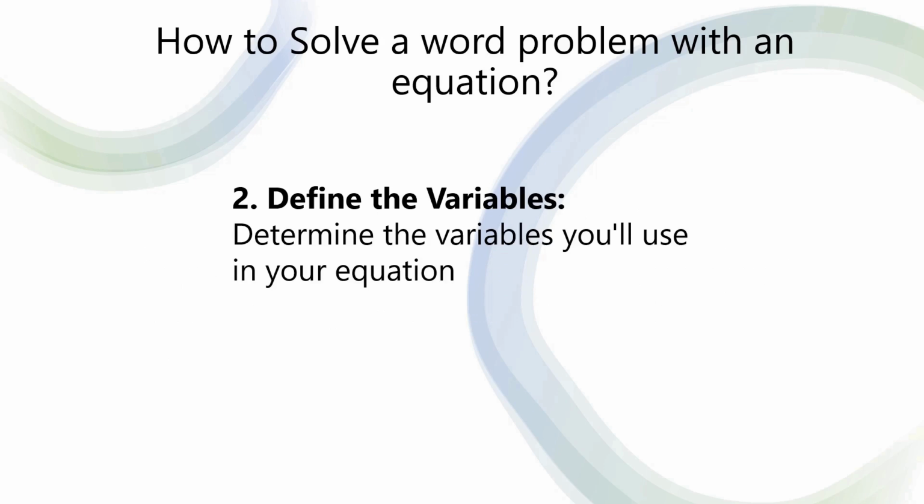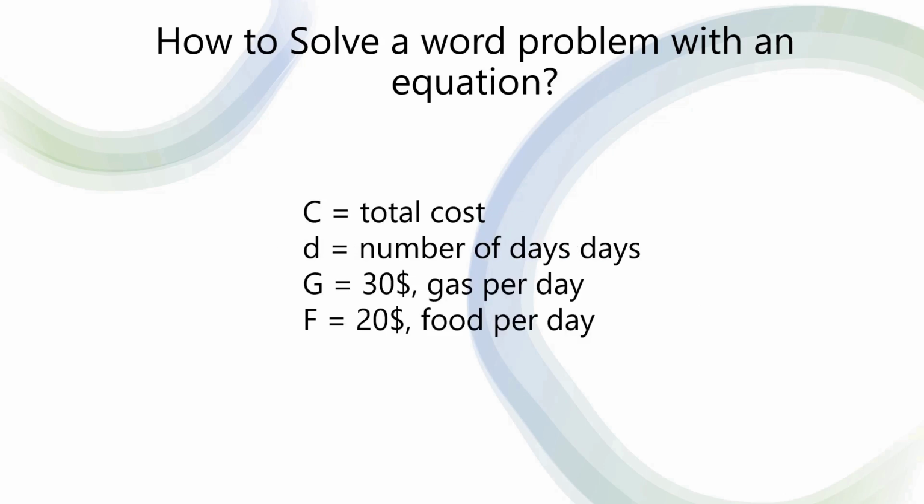Step 2. Define the variables. Determine the variables you'll use in your equation. In our example, C represents the total cost, D is the number of days, $30 is the daily gas cost, let's call it G, and $20 is the daily food cost, let's call it F.